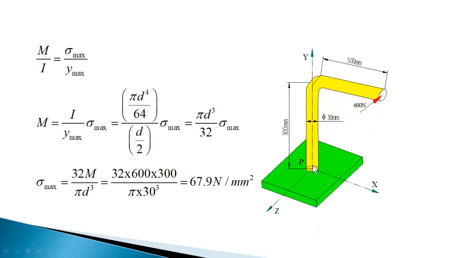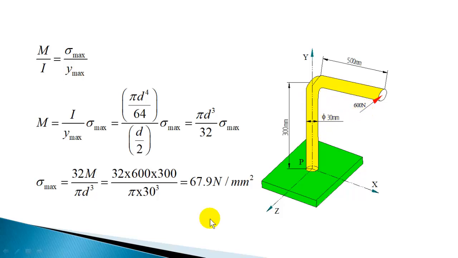Apart from this, a direct shear stress also will be induced, which can be calculated as 600 divided by the area of cross section, and that is going to be a meager value when compared to the shear stress introduced by this torque and the bending stress induced due to this force.